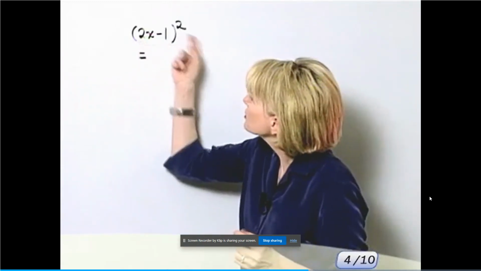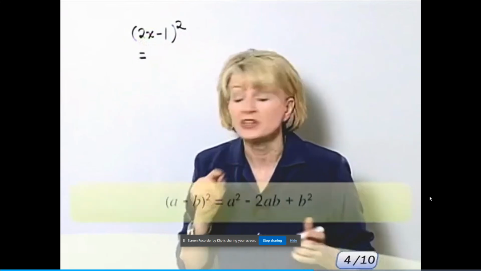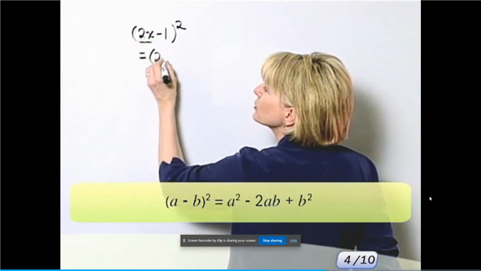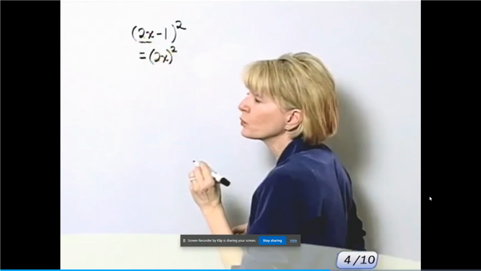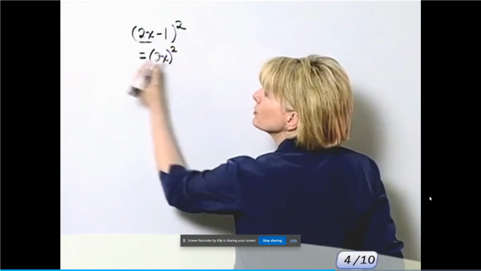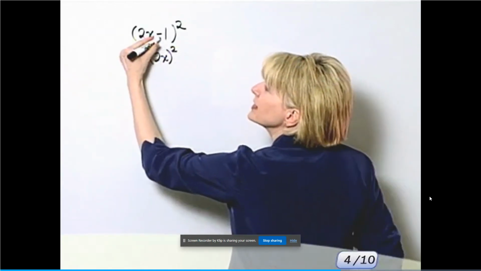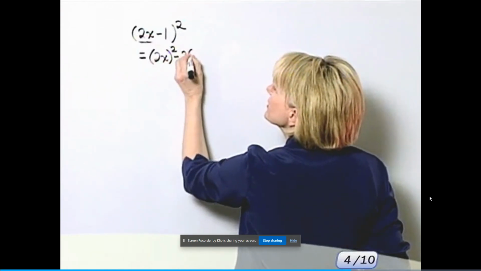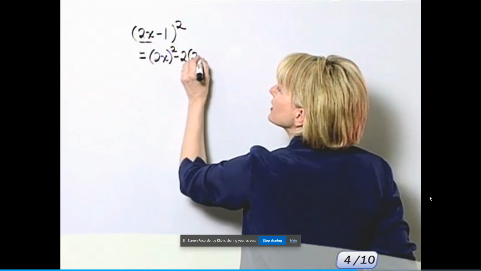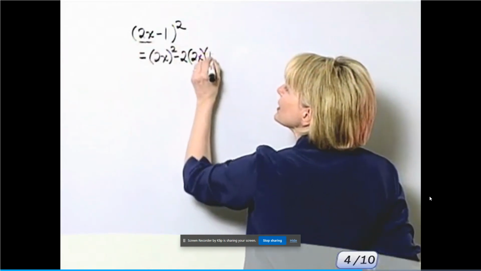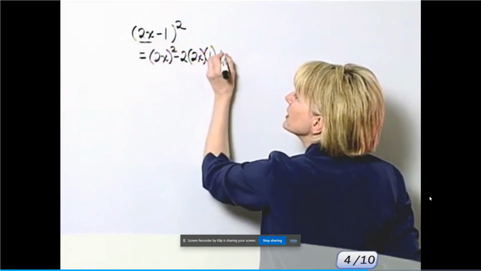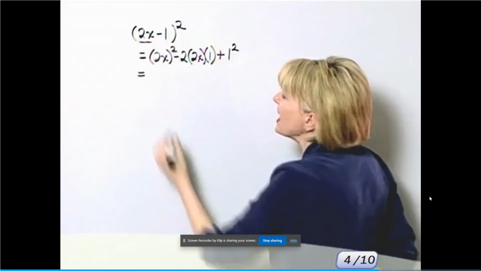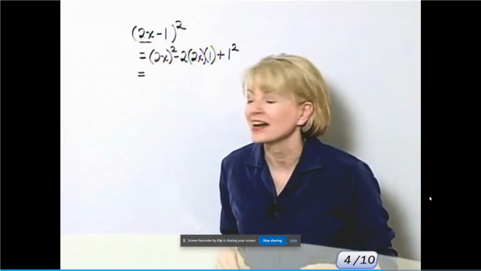So I have a binomial squared. Remember, it's equal to the first term squared. So if you'd like, I can write down 2x quantity squared and then plus or minus, in this case minus because it's 2x minus 1. So minus twice the product of 2x, that first term, and 1, that second term, and then we have always a plus, the second term squared. That is a pattern for squaring a binomial.